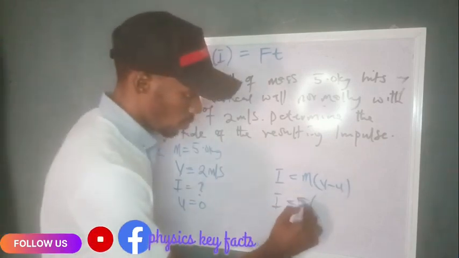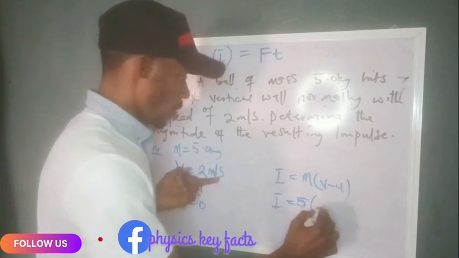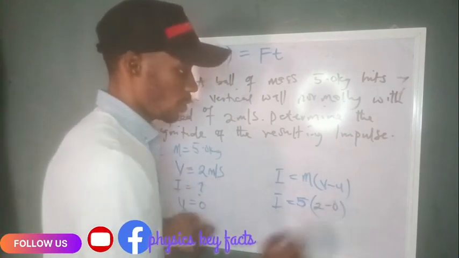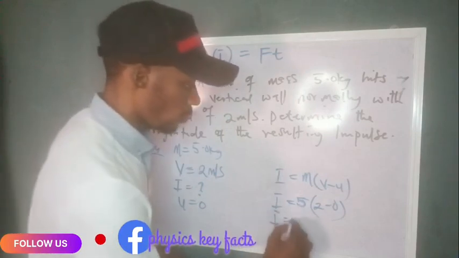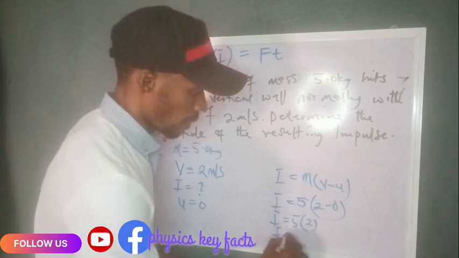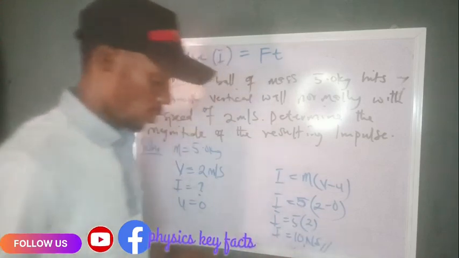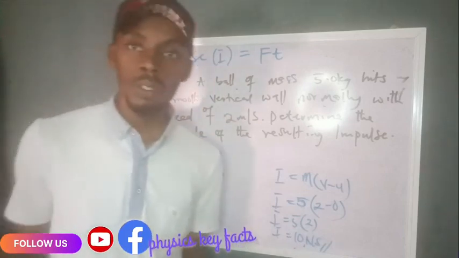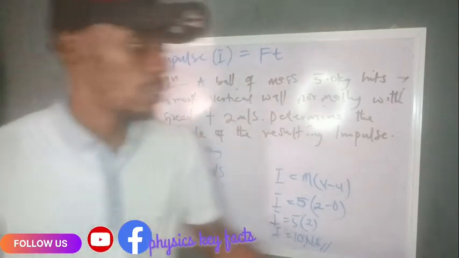So we have 5 into v is 2 minus 0, u is 0. So I is equal to 5 brackets 2 minus 0, which is still 2. So we have I equal to 10 newton second. So that's how to look at that problem. Our answer is 10 newton second.